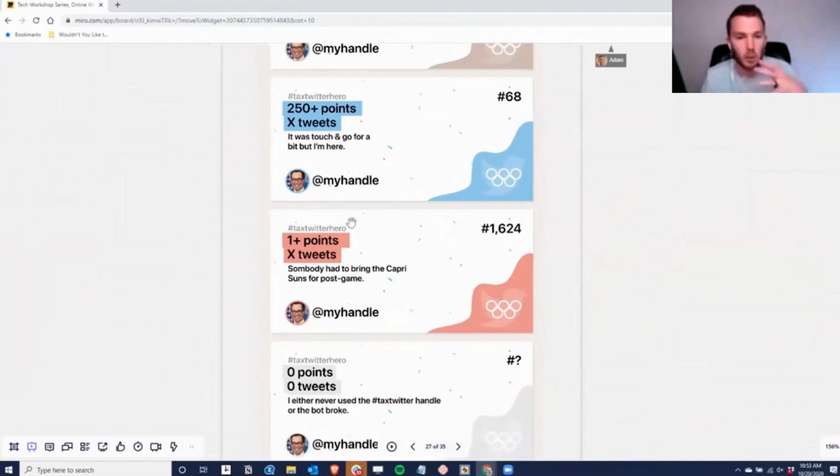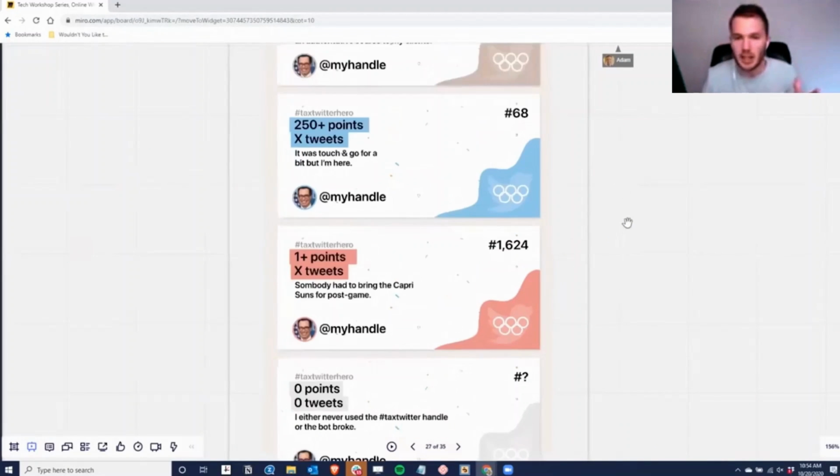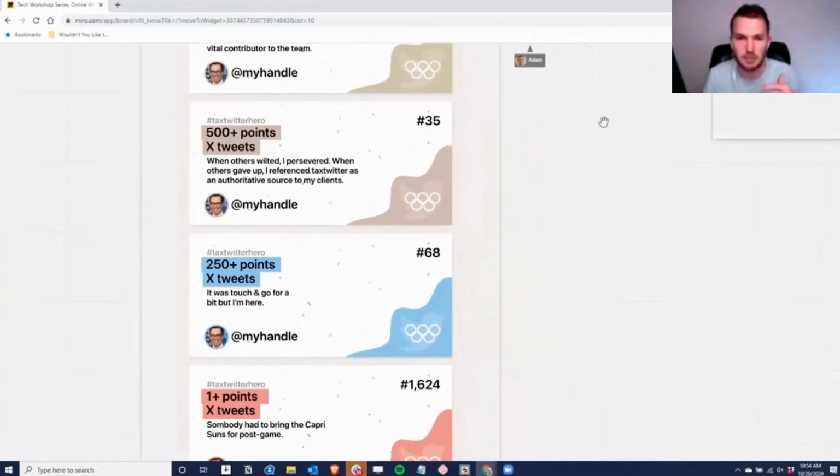If they weren't that engaged, then somebody had to bring the Capri Suns to the post game, or if there was nothing, you either never used the tax Twitter handle or the bot broke. And this was something that, in about 60 minutes, you could set up with the underlying data, and then the images could be generated on the spot, as they were requested.